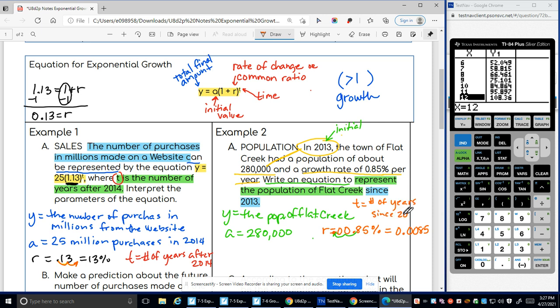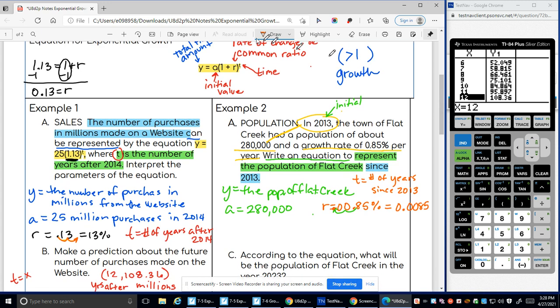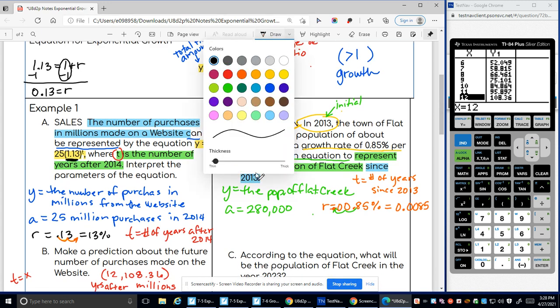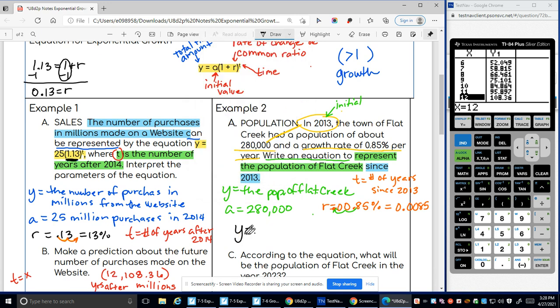Since 2013. Okay. So when we write our final equation, it's going to look like this. Y equals, and I'm going to put in my population because I know it, 280,000 times 1 plus, I'm going to put in my actual rate. We don't want the percentage in there. So that is 0.0085. And then to the power of t.